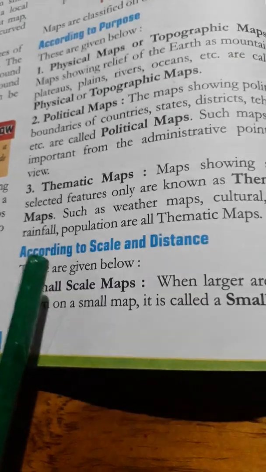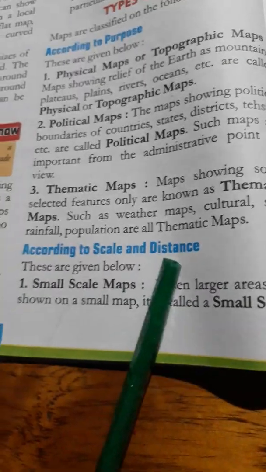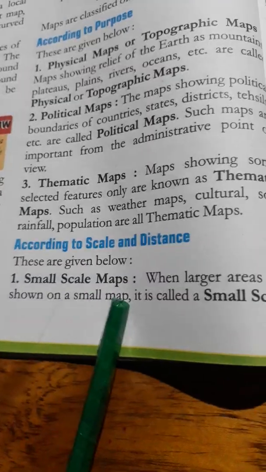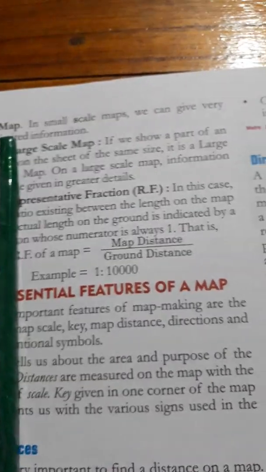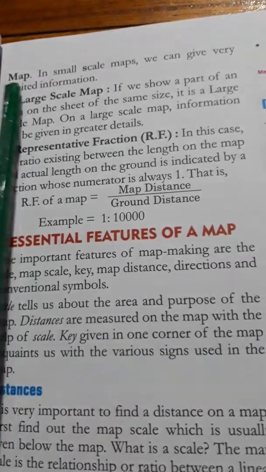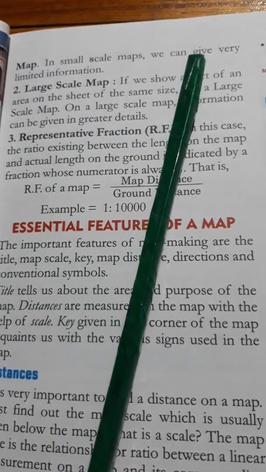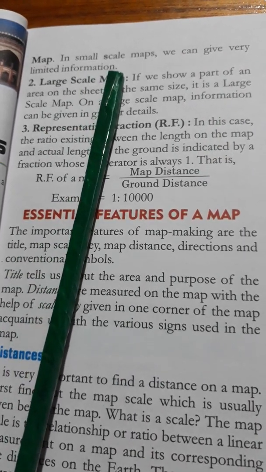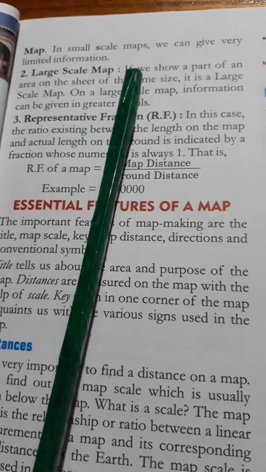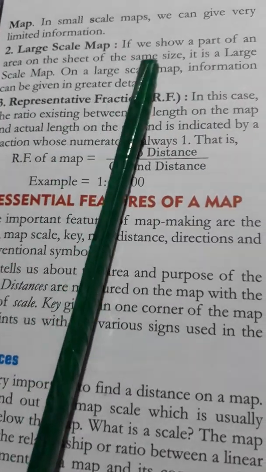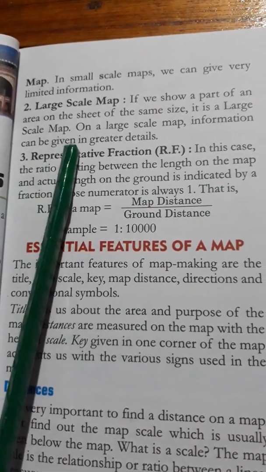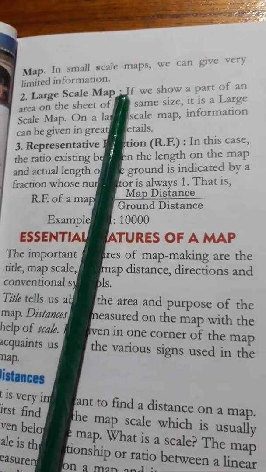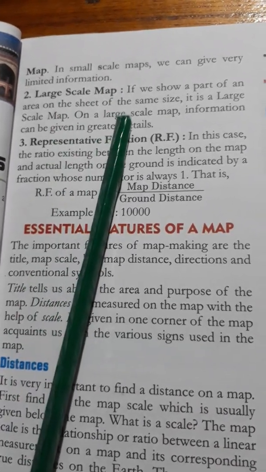Okay, point 2, according to scale and distance. Point 1 is the small scale map. When larger areas are shown on a small map, it is called a small scale map. In a small scale map, we can give very limited information, less information. In a large scale map, if we show a part of an area on a sheet of the same size, it is a large scale map. On a large scale map, information can be given in greater detail. So a small scale map shows less detail, and a large scale map shows more detail.